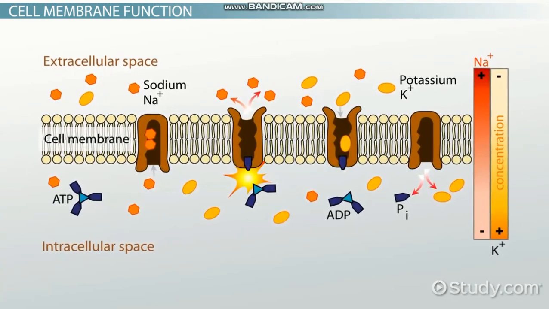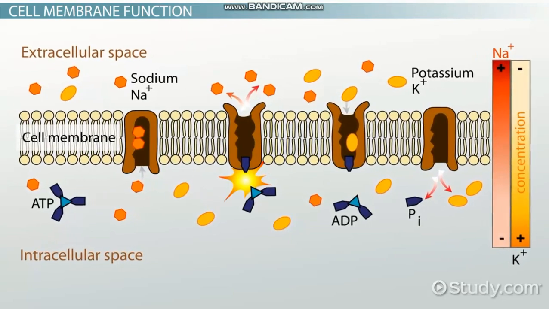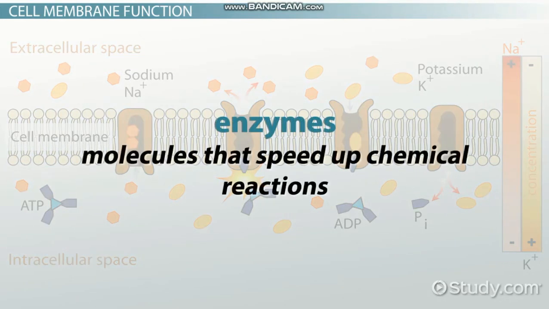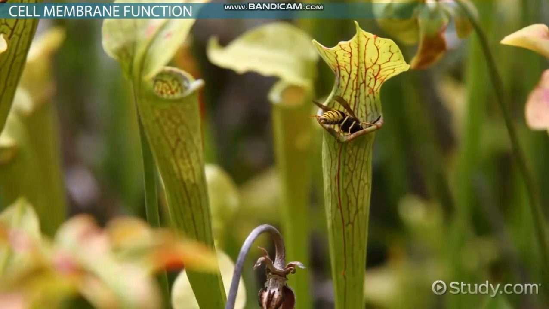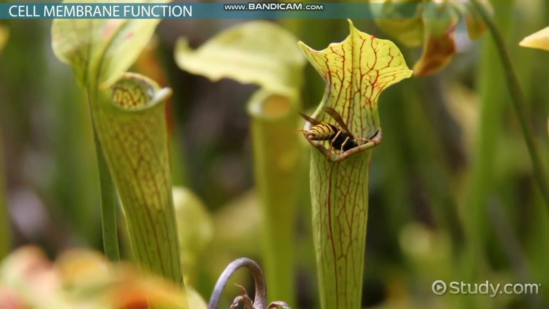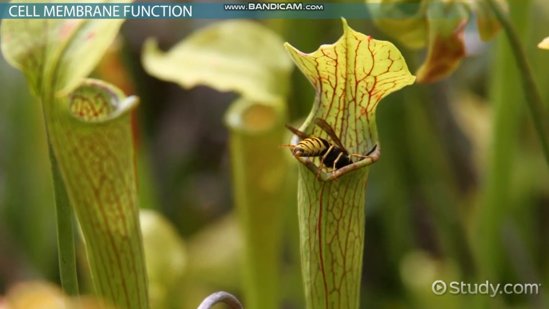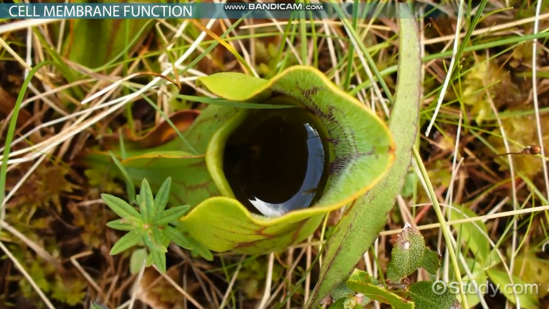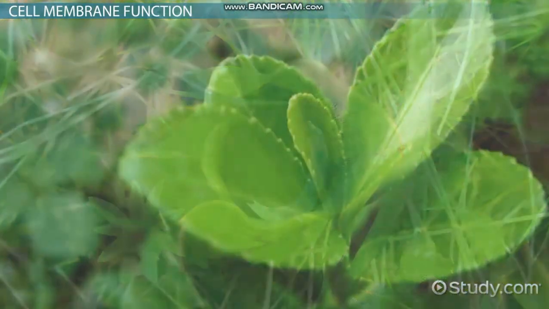An example of something the plant cell membrane regulates is the release of enzymes. Enzymes are molecules that speed up chemical reactions. One such enzyme belongs to the pitcher plant. These plants are carnivorous and eat insects. The plant cell membrane inside pitcher plants will release enzymes to aid in digestion.